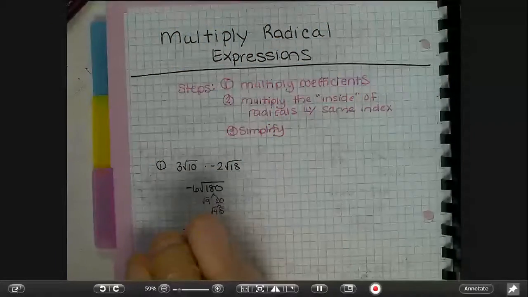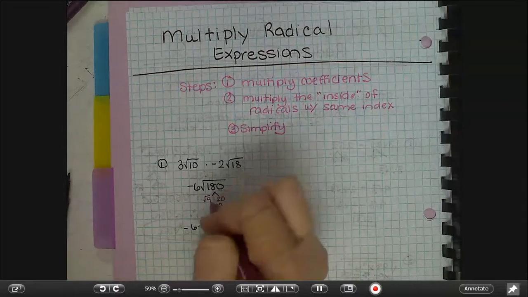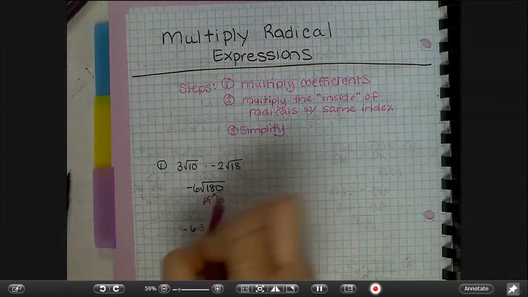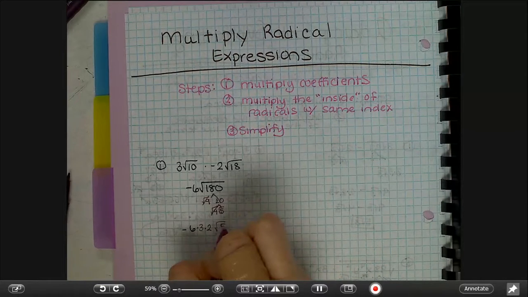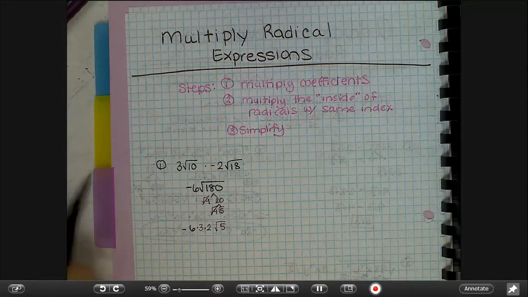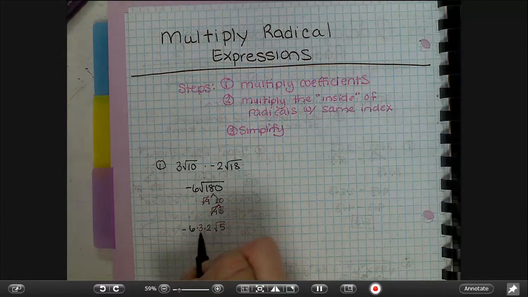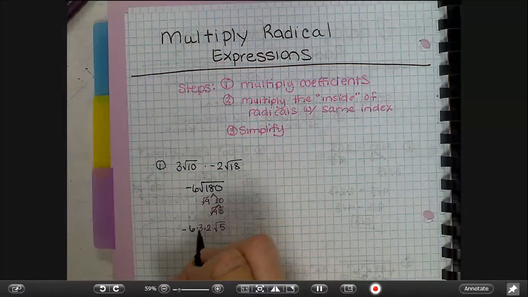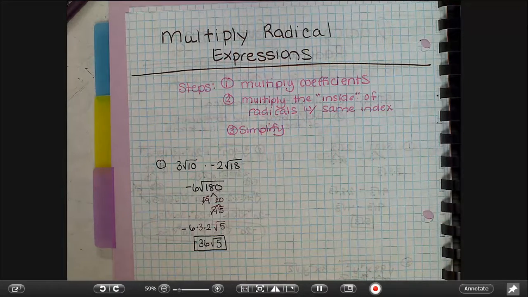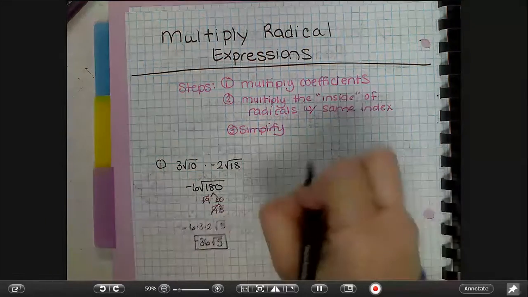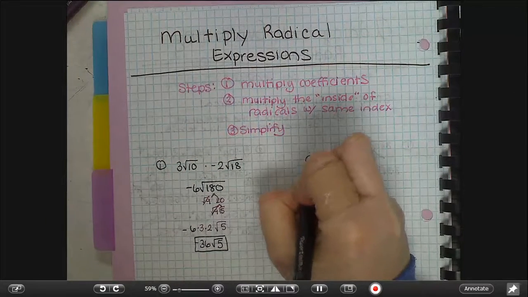So we have negative 6 that we began with. The square root of 9 is 3. The square root of 4 is 2. And we have left the square root of 5. Multiply all these. Negative 6 times 3 is negative 18. Negative 18 times 2 is negative 36 root 5. So that's the deal with multiplying radical expressions. So let's do one more that does not have variables.